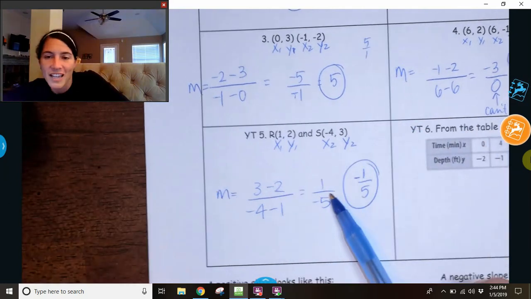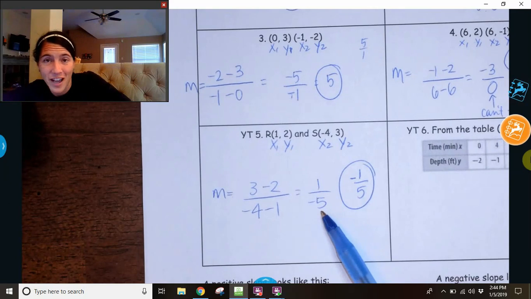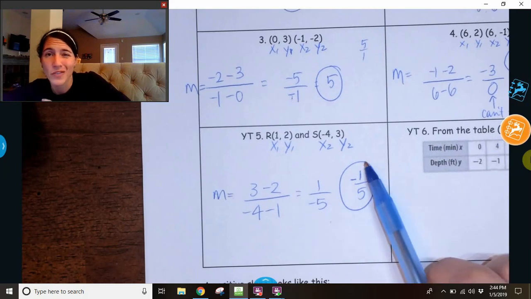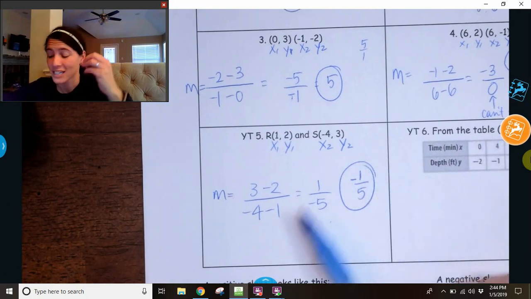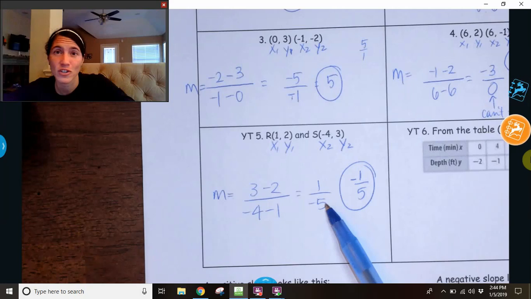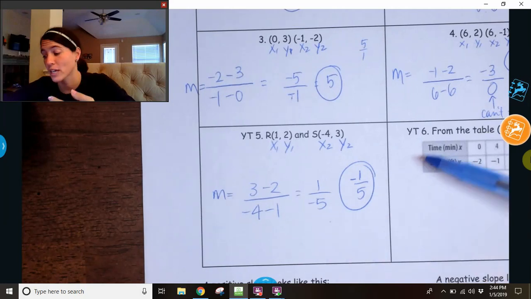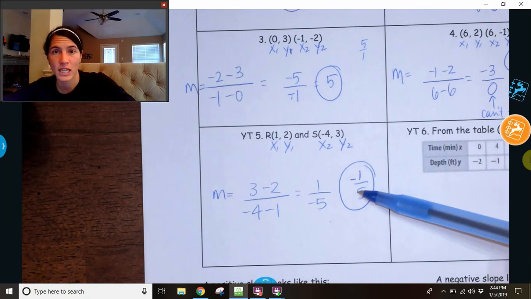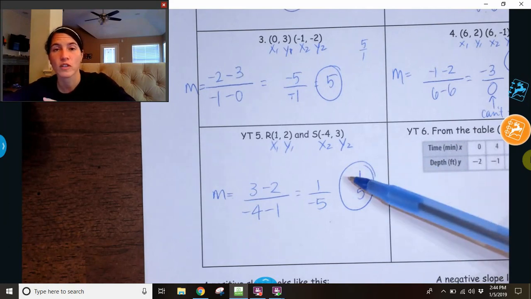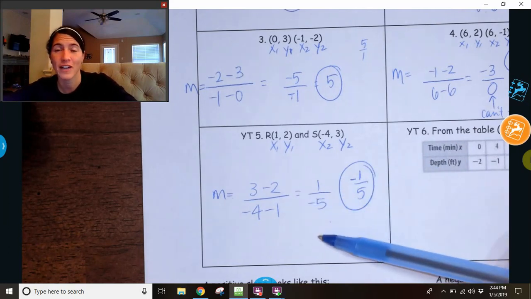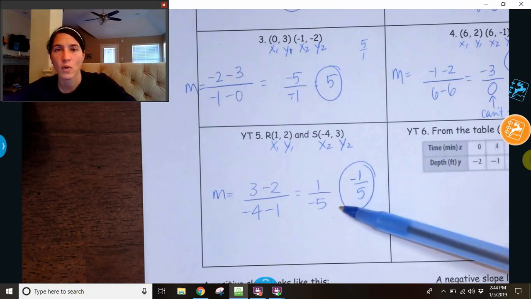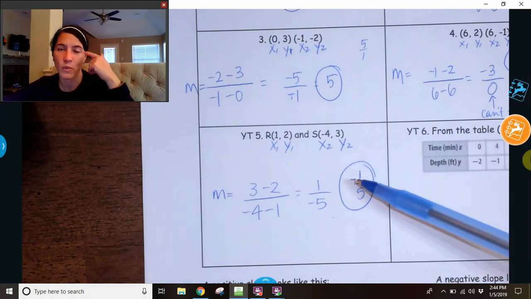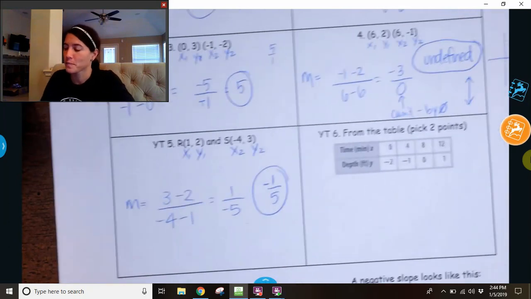Now, you probably got 1 over -5, which is fine, but I just moved the negative up so you see it. Mathematically, there's nothing wrong with leaving the negative in the denominator. It's just we don't see it because we read left to right, top to bottom. So it's better if you just put -1/5, because then you know that that whole slope is negative, instead of 1 over -5. Mathematically they're equal. But this one looks better, and when we read it, we see the negative.